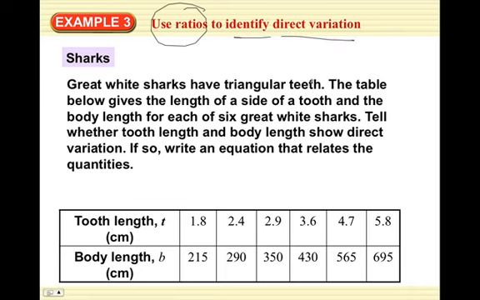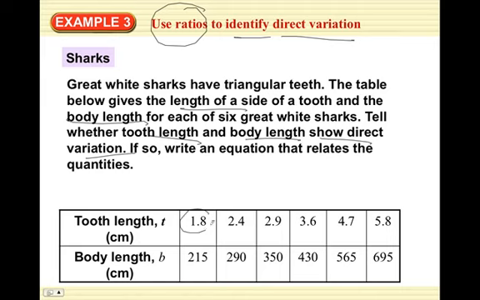Great white sharks have triangular teeth. The table below gives the length of a side of a tooth and the body length for each of the sharks. Tell whether tooth length and body length show direct variation. So basically what it's asking is, does this table show direct variation?